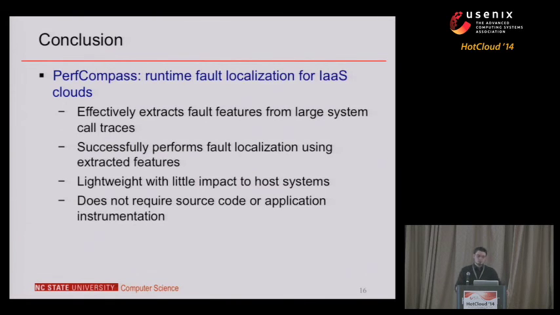All right, so to conclude, what I talked about today was PerfCompass, runtime fault localization for infrastructure as a service clouds. PerfCompass effectively extracts fault features from large raw system call traces. We're able to successfully perform fault localization in all of the cases we tested. We were lightweight with very little impact to host systems, and we do this without requiring source code or any kind of expensive application instrumentation.